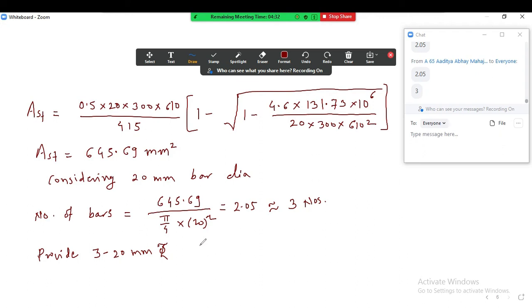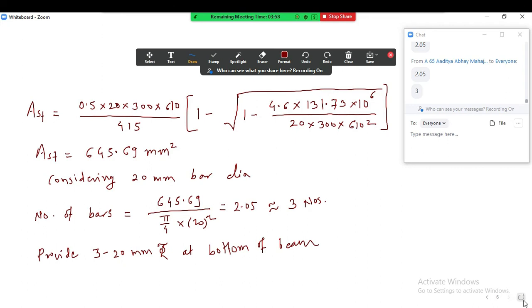Okay, where will we provide these bars? Which bending moment have we considered? 131.73. So it is a positive bending moment, so it is a sagging bending moment, and this bending moment is at the center of the span. At the bottom, because it is sagging. So provide 3 bars of 20 mm diameter at the soffit of the beam, or at the bottom of the beam.